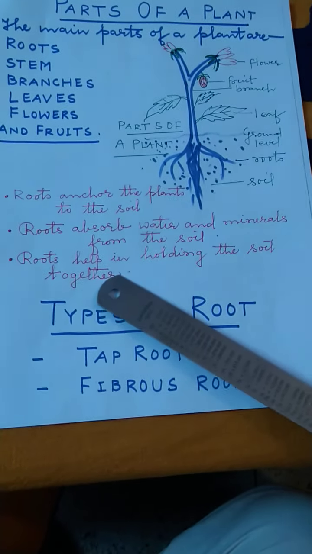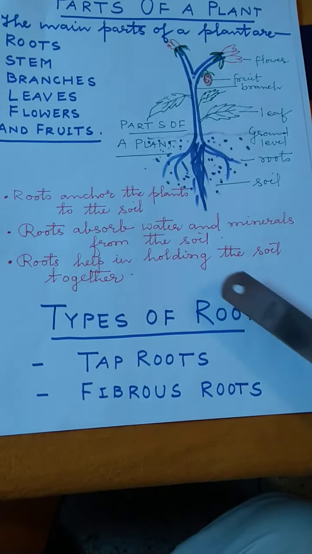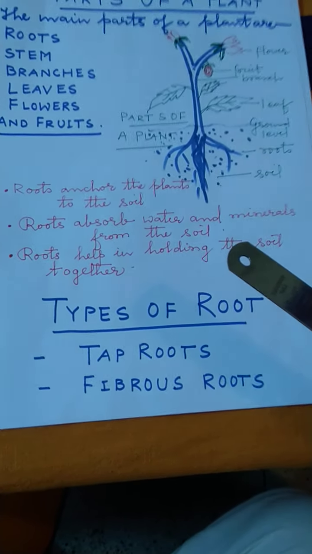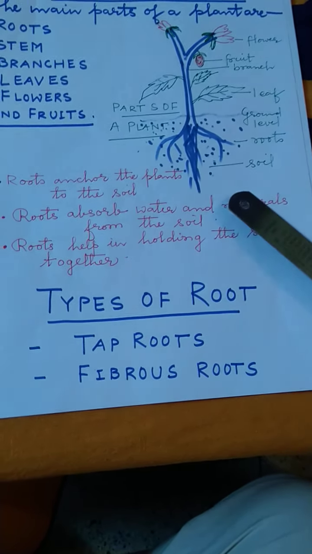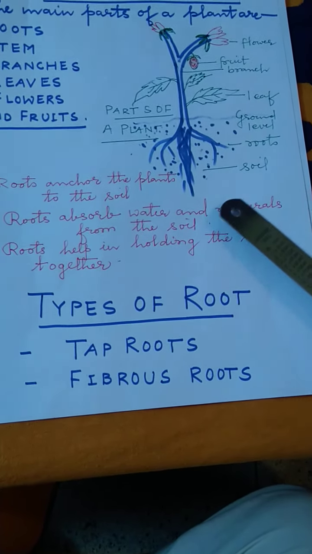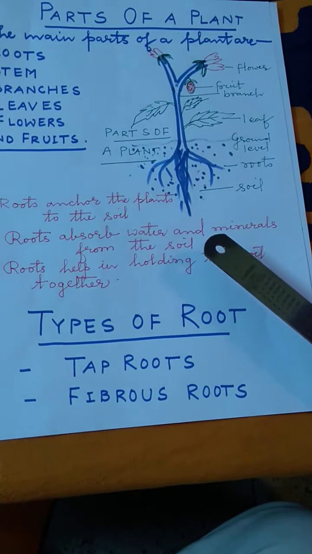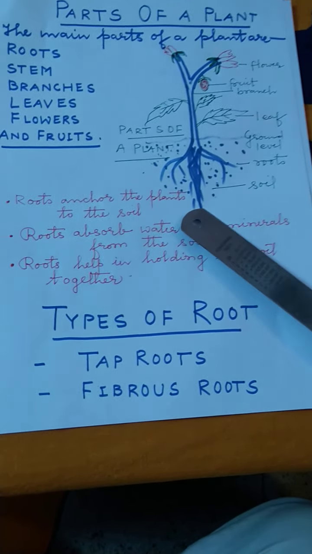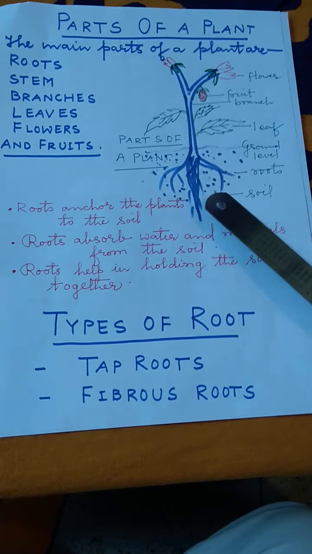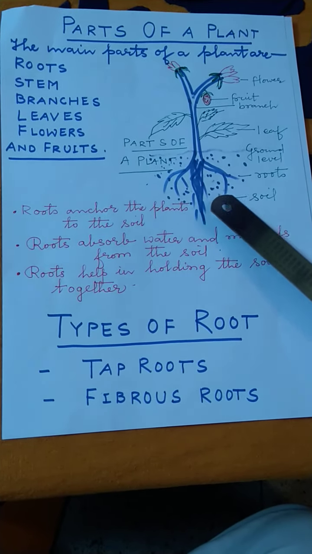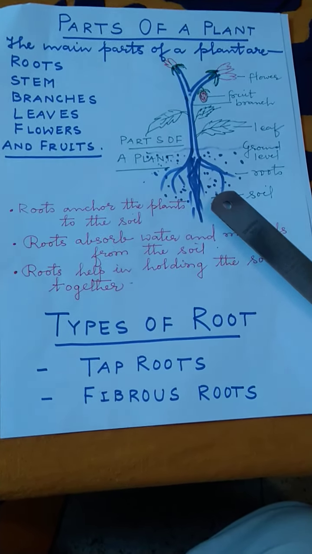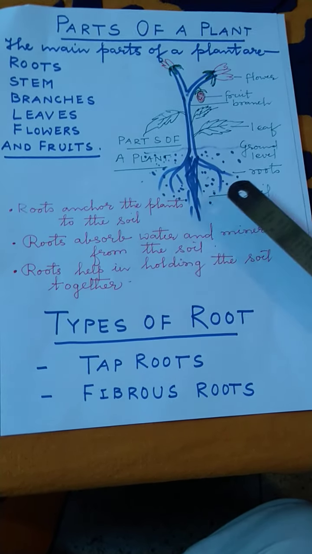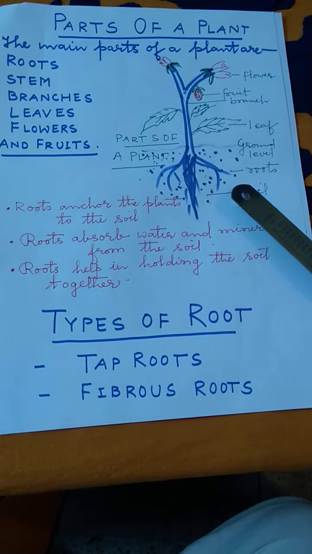Now the third function is that roots help in holding the soil together. In this way, roots prevent the soil from being blown away by wind or washed away by water, and help in the conservation of soil, because the tip of the roots binds the soil and that prevents the soil from being eroded. In that way, the roots help in soil conservation.